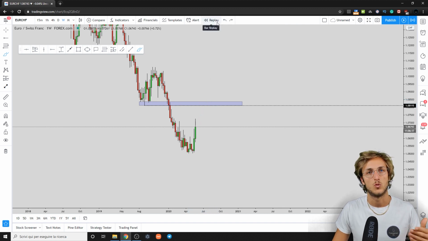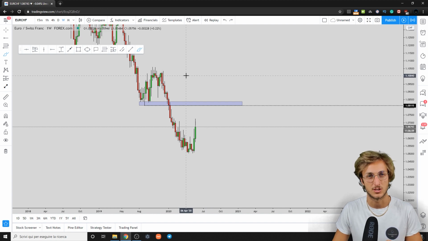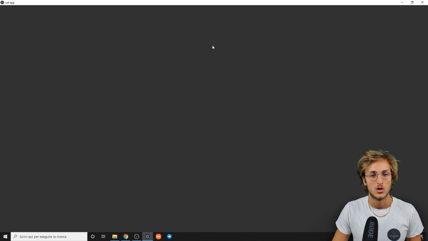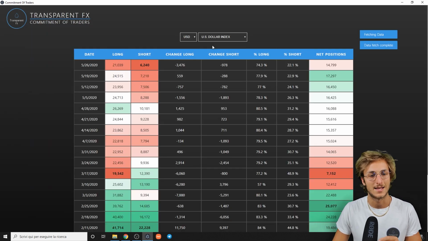Let's quickly check what we have from a COT perspective, so commitment of traders, because it also helps us understand what we can expect for EURCHF. And then we will move down to the daily time frame. So what do we have at the moment from a COT perspective?